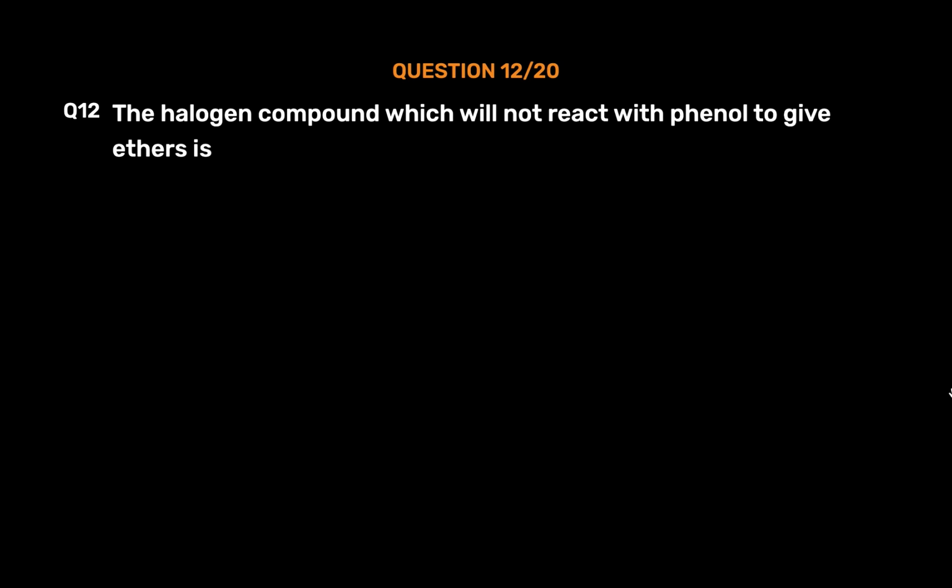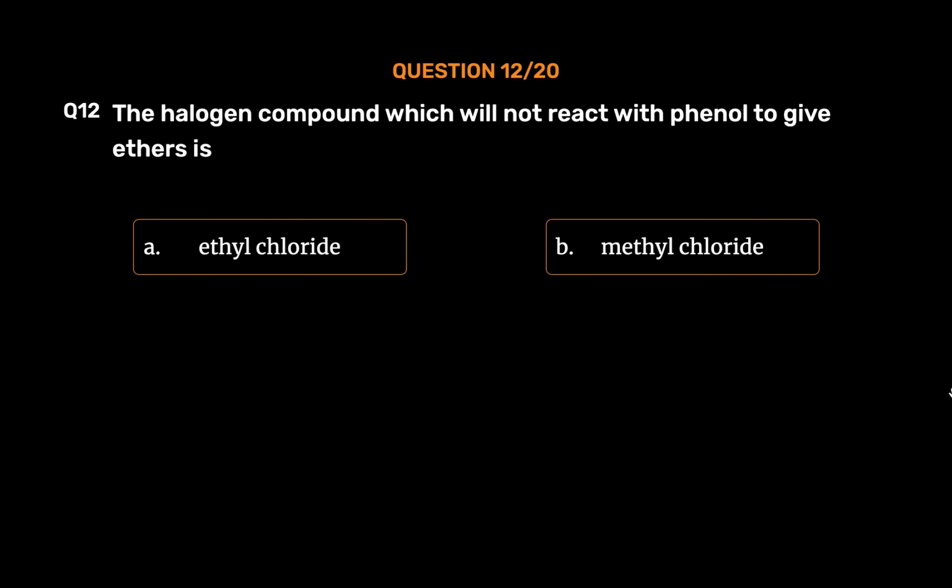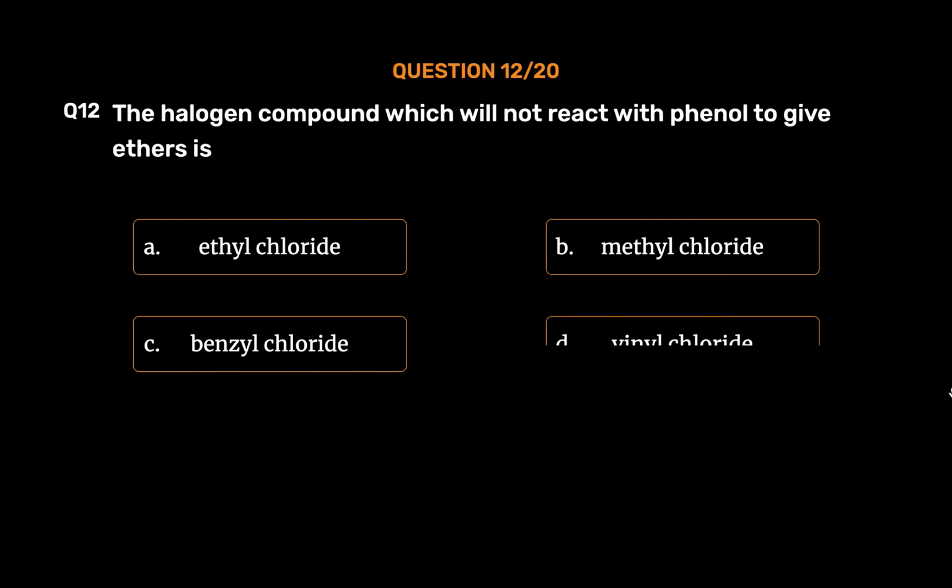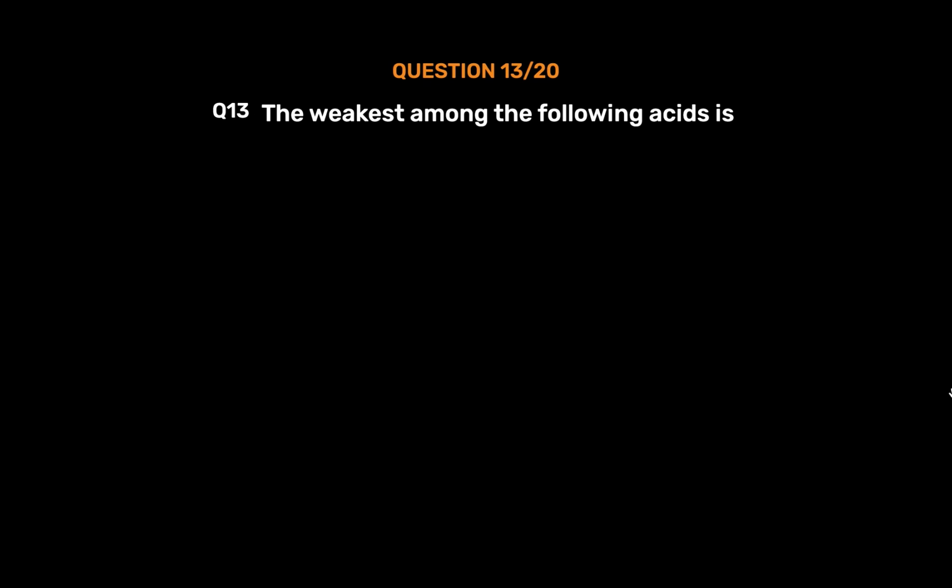Question number 12. The halogen compound which will not react with phenol to give ethers is option A. Ethyl chloride. Option B. Methyl chloride. Option C. Benzyl chloride. Option D. Vinyl chloride. The correct answer is option D. Vinyl chloride.